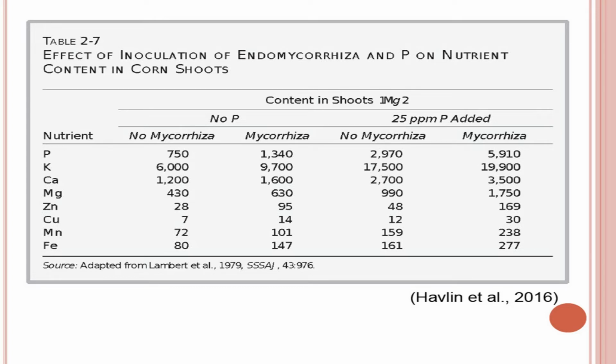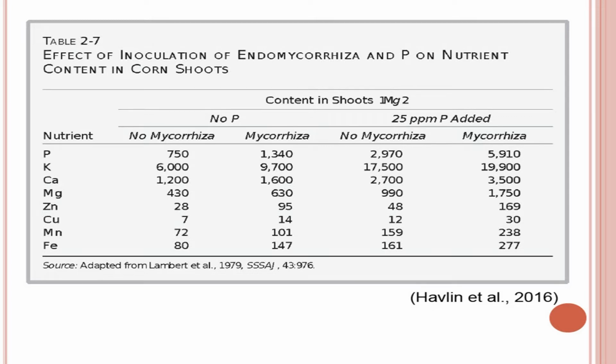The content in the shoot almost doubled. See the next case also, where 25 ppm phosphorus was added. If it is no mycorrhiza, 2970 is the shoot content, and if you use phosphorus and also use mycorrhiza, it is 9900. I repeat it again just to make you understand.